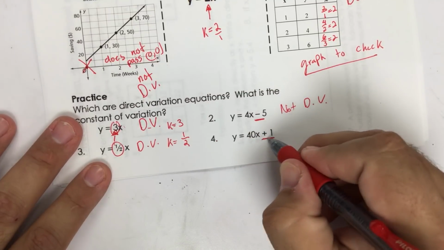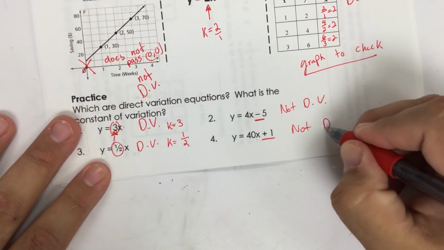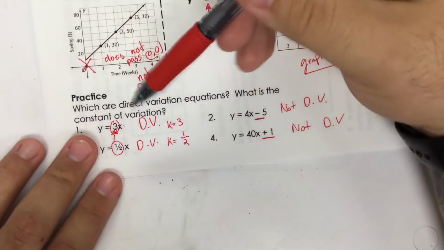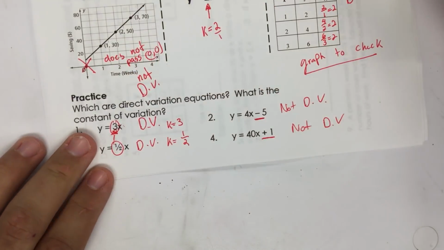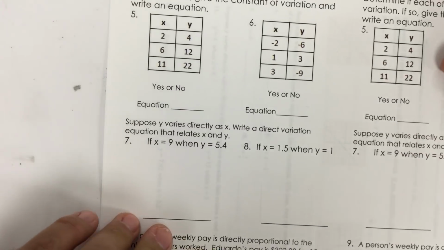Again, number 4, we're adding 1, so therefore that's not direct variation. Really easy, okay? It should be y equals kx. That's the way direct variation works, okay? Now we're going to the next page that we have, okay? We're using direct variation for proportional continuum.